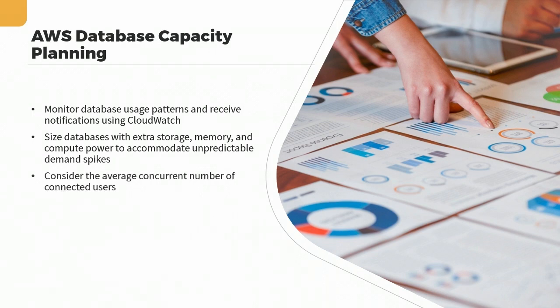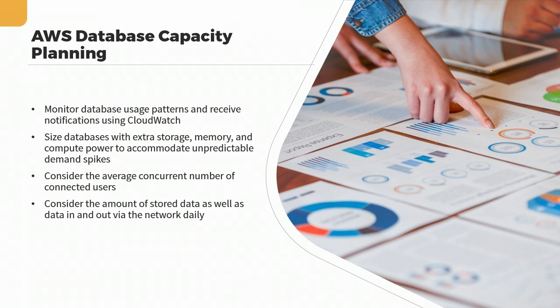You should consider the average concurrent number of connected users over time during normal usage. Again, setting a baseline of normal performance, because that's going to help you so much. Otherwise, you're guessing. You are working in the dark when it comes to trying to right-size your database solution. When we talk about the amount of data that the database will handle, we're talking not only about what will be stored, but also the amount of data into and out of the network on a daily basis.